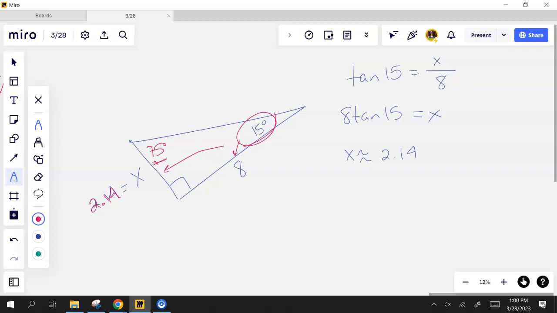You can't make it whatever you want. You could do that, but you would have to go from 75. 8 is the adjacent to 15 because it touches 15. If you're going from 15, then the opposite has to be x. Your theta is going to be whichever angle they give you. That's the one you want to go to.